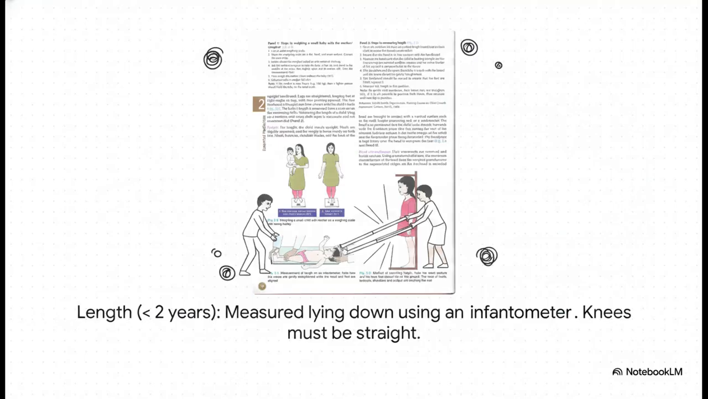For our littlest patients, anyone under 2 years old, we measure their length while they're lying down. This takes an infantometer, and ideally 2 people. One person keeps the child's head gently against the fixed headboard, while the other carefully straightens out the legs and brings the footboard right up to the heels. Now, the real key here, the thing you have to get right, is making sure those knees are perfectly straight.